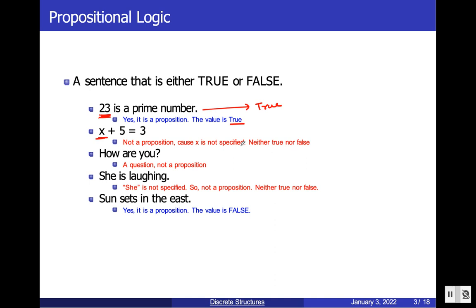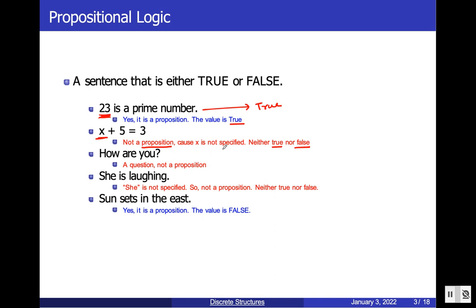x plus 5 equals 3. If x is not specified, we actually do not know whether this sentence is true or false. Without any prior knowledge of x, we cannot say whether the value of this sentence is true or false. So that's not a proposition, because x is not specified. How are you? That's a question, that's not a proposition. We cannot answer the question using true or false. That's not a statement of fact or a fixed statement.